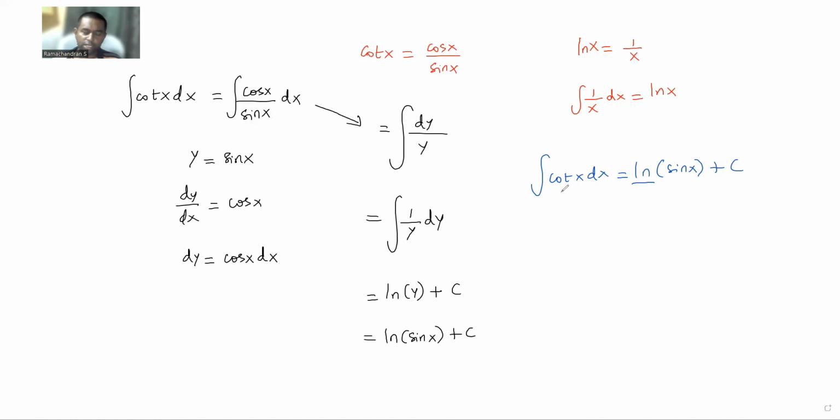In calculus, we use only the natural logarithm. That is why I'm using the spelling ln. Ln stands for natural logarithm, and a logarithm is never defined for negative values. This sin x can be a negative value, so to make sure, I use the absolute value of sin x, plus c. So integration of cotangent x dx is equal to the natural logarithm of the absolute value of sin x, plus c.